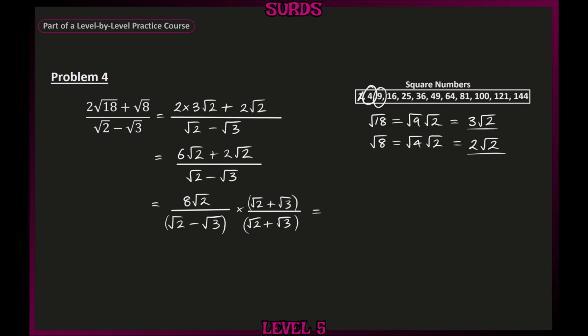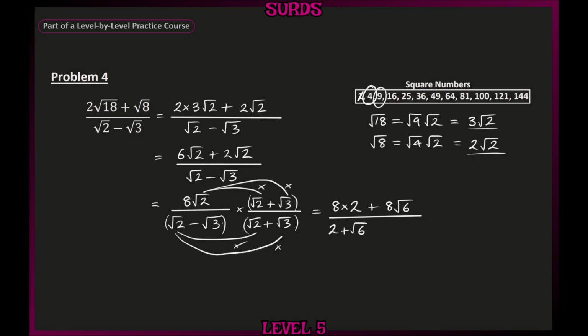So starting with the numerator, we have 8 root 2 multiplied by root 2. So this gives us 8 times, and then root 2 times root 2 is just 2. So we just get 8 times 2, plus 8 root 2 multiplied by root 3. This gives us 8 multiplied by root 2 times root 3, which gives us root 6, because 2 times 3 is 6. In our denominator, we have root 2 times root 2, which is 2, root 2 times root 3, which is plus root 6, minus root 3 times root 2 is minus root 6, and minus root 3 times root 3 gives us minus 3.